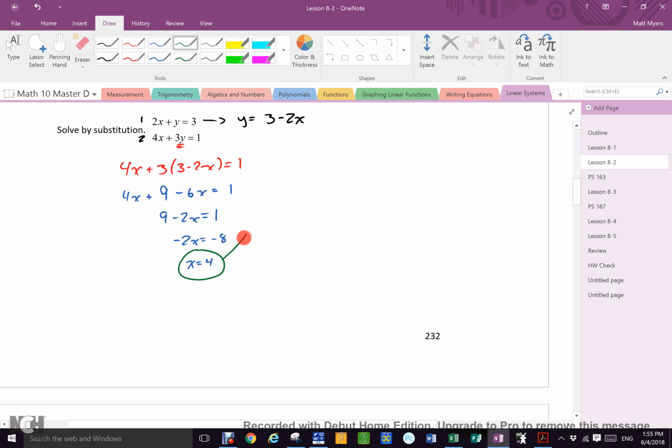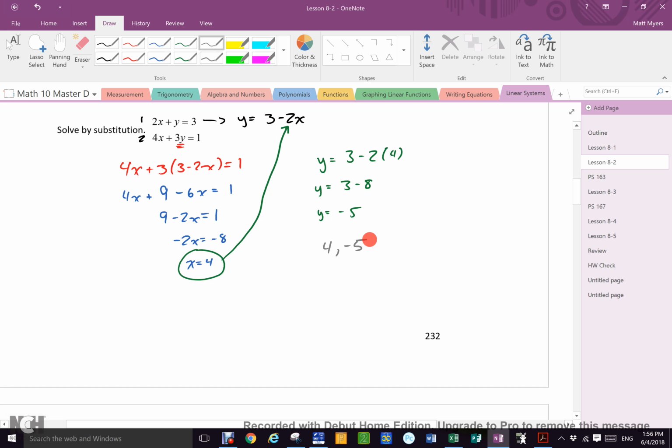Now what? Substitute anywhere I see an x. y equals 3 minus 2 times what? 4. What is 2 times 4? 8. What is 3 minus 8? Negative 5. What is the ordered pair? 4, negative 5.